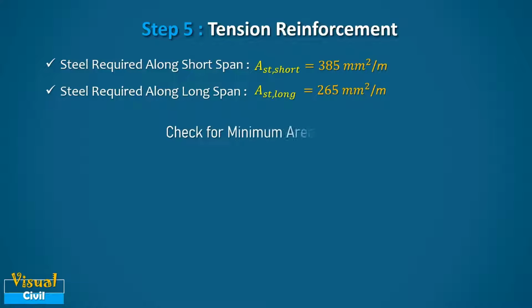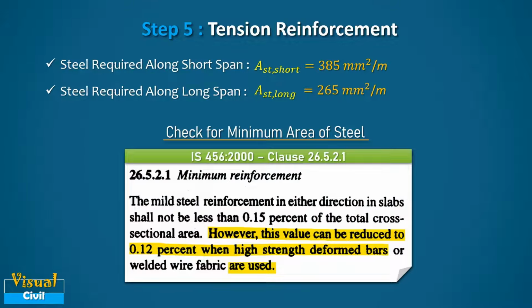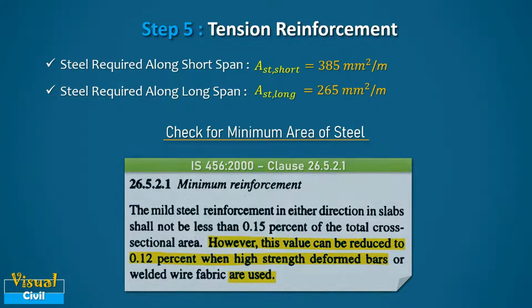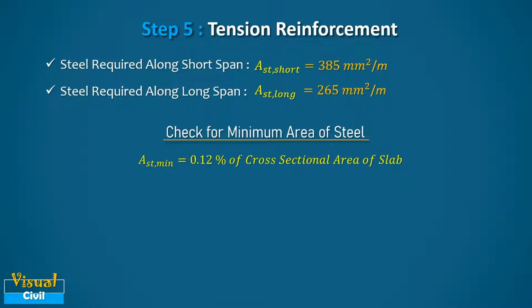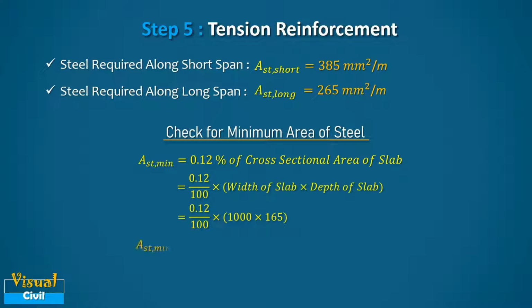Now, let us check the minimum area of steel required. As per clause of IS 456, the minimum area of steel required is 0.12% of gross cross-section area of the slab for Fe415 bars. After calculation, we get minimum area of steel equal to 198 mm square, which is less than the required area of steel for short span and long span.